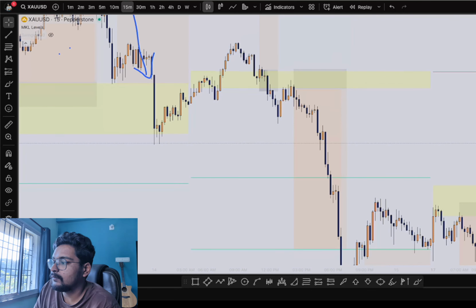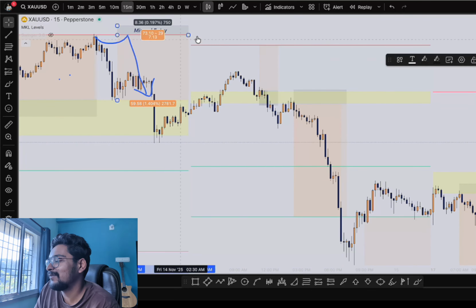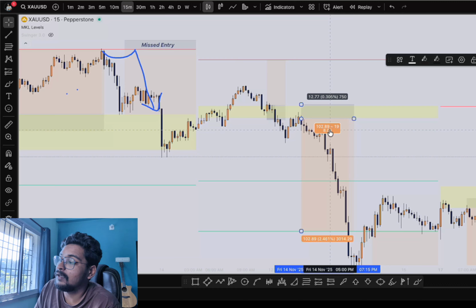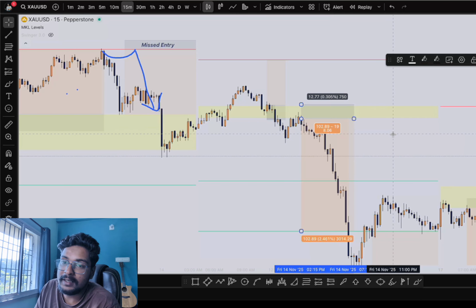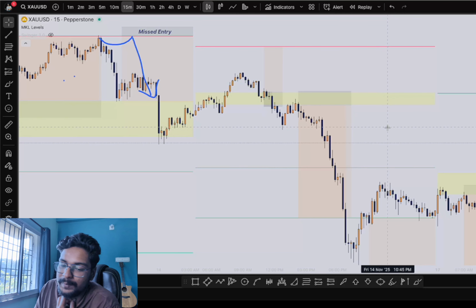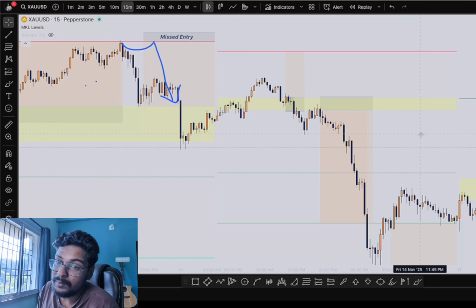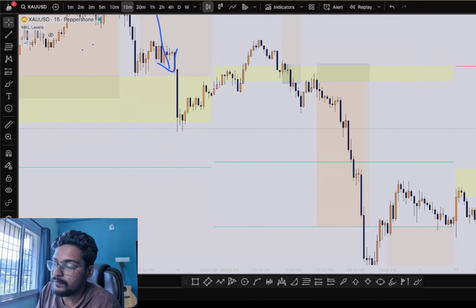SL. Missed my entry previous day. Completely capitalize on a short trade the next day. I mean, that's what you need to do. That's what makes profitable traders. Do not keep complaining about what you missed. Just try to capitalize on the next one. That's how you get profitable, right?